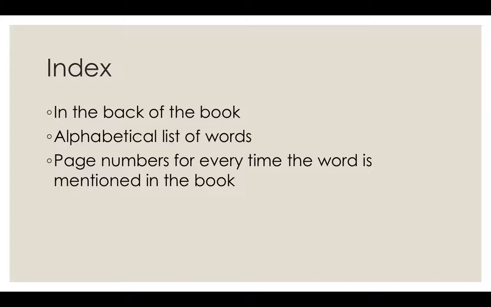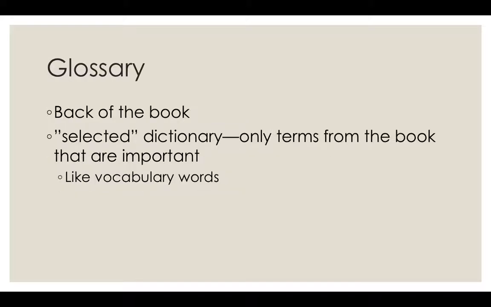The index is in the back of the book. It's an alphabetical list of words, and usually it's an alphabetical list of almost every word in the book. And what you use the index for is to find any particular word that you're looking for, and also to see every time it's mentioned. So in a science book, maybe you're looking for photosynthesis. You go back to the index, find photosynthesis, and it may be mentioned in several different chapters, and you're going to be able to see that in the index.